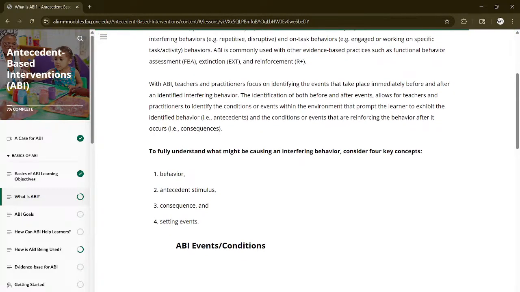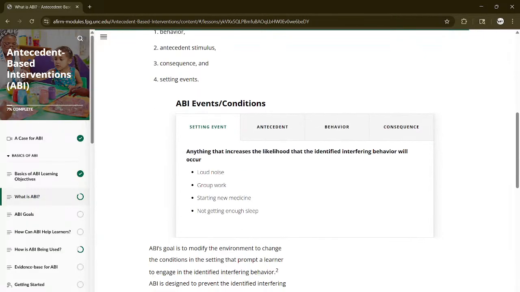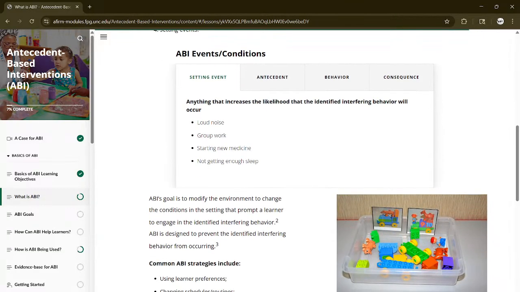To fully understand what might be causing an interfering behavior, consider 4 key concepts: behavior, antecedent stimulus, consequence, and setting events. Setting event: anything that increases the likelihood that the identified interfering behavior will occur. Loud noise, group work, starting new medicine, not getting enough sleep. Those are all examples of setting events.